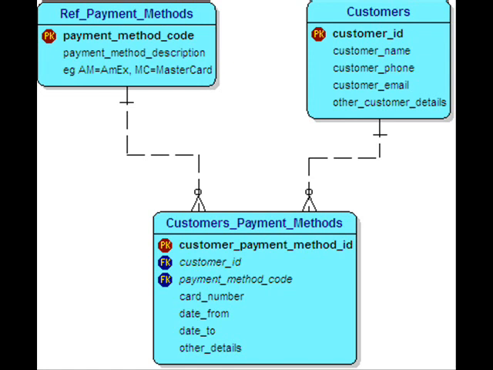You will notice that payment methods are considered reference data, and therefore in line with our best practice we have called that table Ref Payment Methods. You will also notice in the Customers Payment Methods table a field called Other Details. This allows us to, in the future, record details of such things as a customer's bank account without changing the underlying structure of the database schema, which is a very important design criterion to aim for.